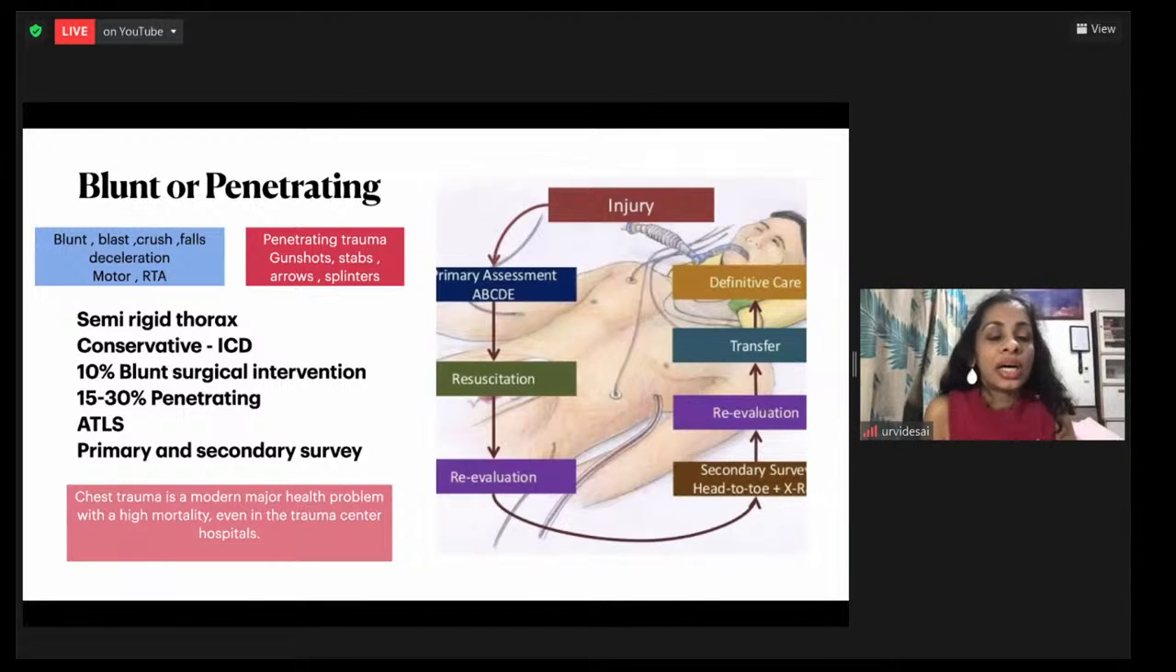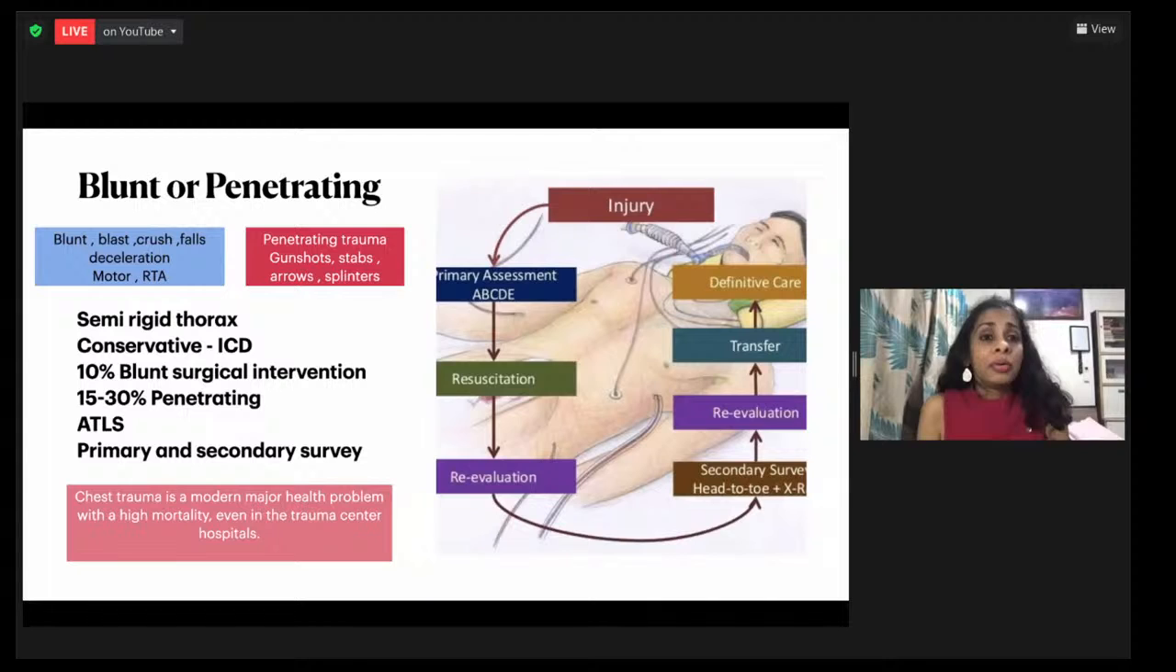So chest trauma, we know that there are two types, either blunt or penetrating injuries causing chest trauma. Blunt trauma, usually what we see in our institute, is mainly because of road traffic accidents, motor vehicular accidents, blast injuries, and fall from height. And penetrating trauma to the chest is mainly from gunshots and stabs.